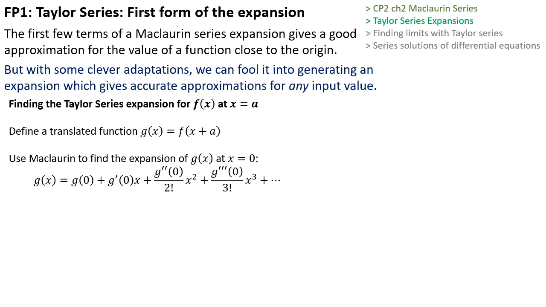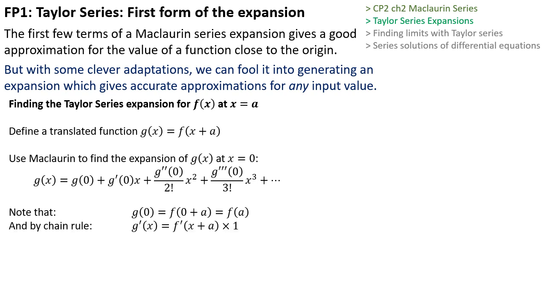We know Maclaurin series, we can just quote the formula directly: g of 0 plus g dash of 0 x, etc., etc. Now, once we've got this, we need some way to rewrite it so that it involves f of x rather than g of x. Well, luckily, g of x can directly be swapped out for f of x plus a, so that's nice and simple. And also notice this, that g naught is the same as f of a, because g of x is f of x add a.